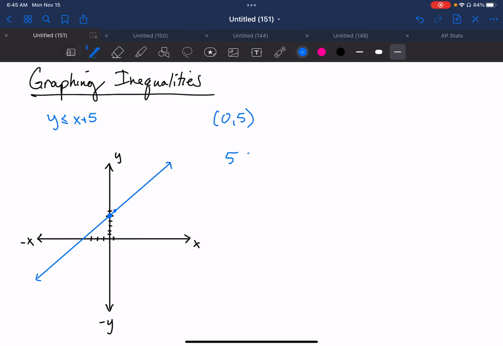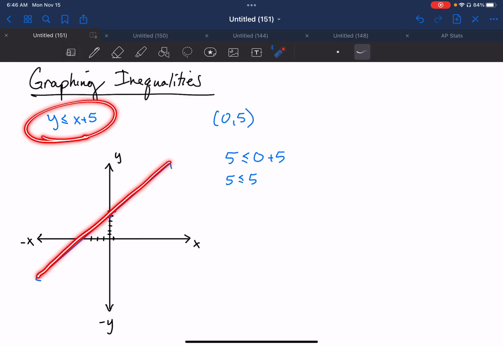Is 5 less than or equal to 0 plus 5? Well, 0 plus anything is just that thing, so 5 is less than or equal to 5. Is that true? Yeah, 5 is in fact equal to 5. But that means that everything on this line here is then included. That's why it's a solid line, because every value here satisfies this statement.